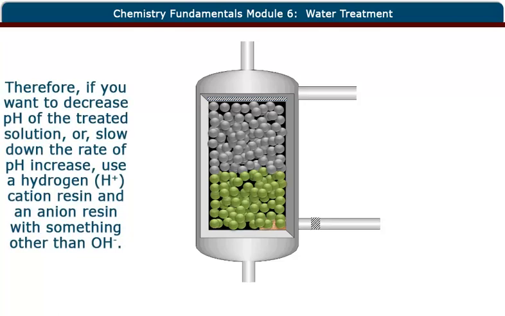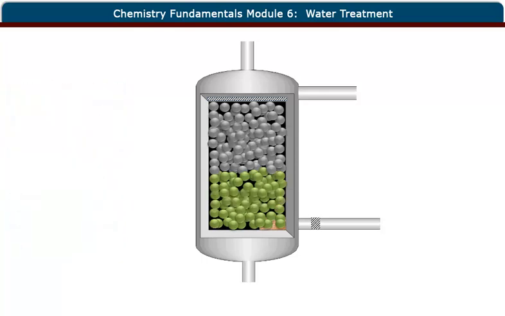Therefore, if you want to decrease the pH of a treated solution, and that is slow down the rate of pH increase, you use a hydrogen cation resin to make it more acidic. And if you have to use an anion resin, use something other than an OH negative, because if you add OH negative hydroxide, it will drive up the pH. And here you don't want to do that. So if you want to bring the pH down, use hydrogen cation resin and anything but OH negative.